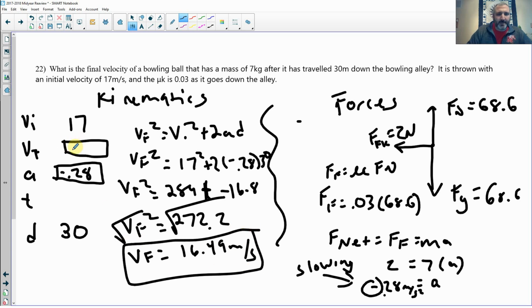So basically what happens is, and I've seen so many people mess this up, they forget that it's a negative acceleration. So it started at 17, it ended at 16 and a half or so, it slowed down. So many times people forget that it's negative, they leave this as a positive 0.28, and they say, well, we rolled the bowling ball, it experienced friction, and it went faster from 17 to 17.4 or something like that. So don't get caught in that trap. It's a negative acceleration, so it slows down. You should end up with a final velocity that's slower than your initial.